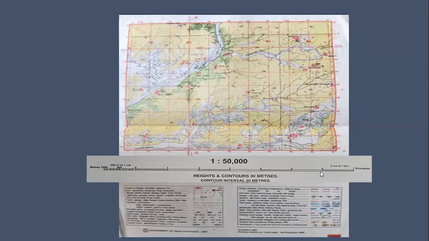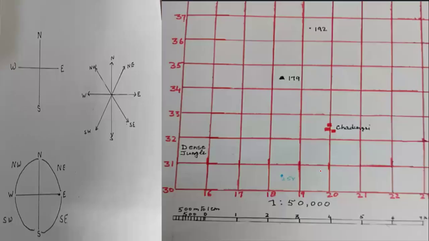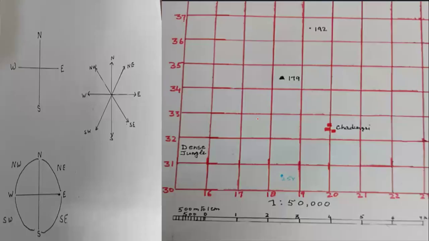To read the survey maps, we need to have reference lines. And these reference lines on the survey map are shown in red color. We have vertical lines as well as horizontal lines which are drawn on the survey sheet in red color. They help us in locating places exactly.